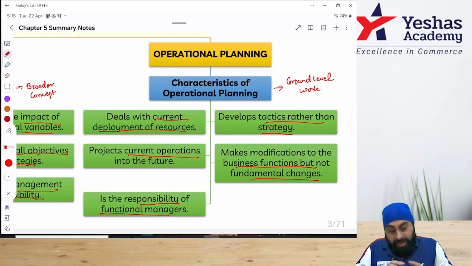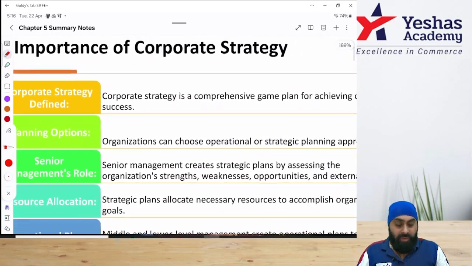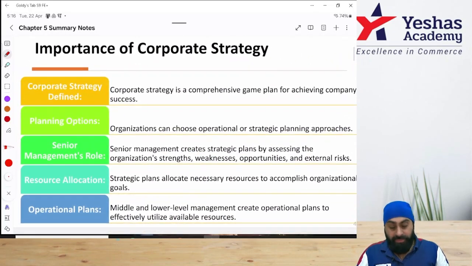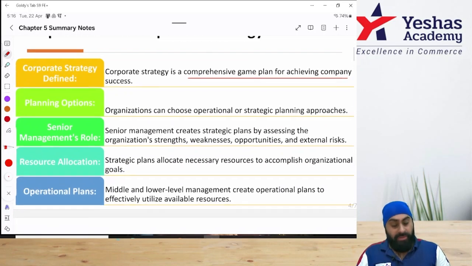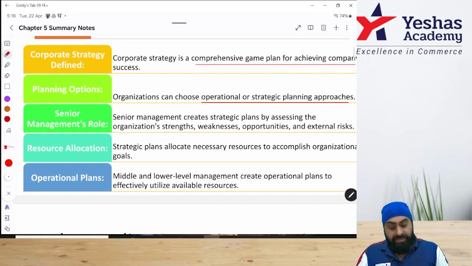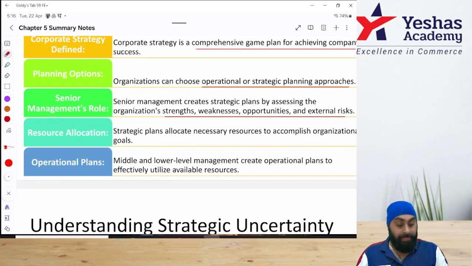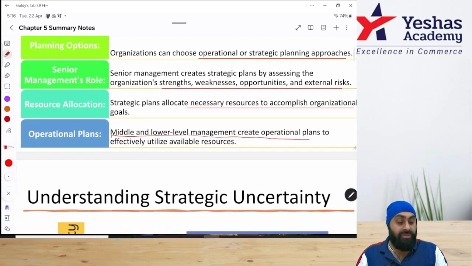So this is the characteristics of operational planning for function level of management. And strategic planning is a corporate level of management. Basically, a broader differentiation. Why the importance of corporate strategy? Why do we need to study corporate strategy? Corporate strategy is a comprehensive game plan for achieving company success. So it's a very important stuff for the entire organization. Planning options. Organizations can choose operational and strategic planning approaches. This is a senior management role, meaning it talks about strengths, weaknesses, opportunities, and external risks. SWOT analysis at a strategic operational level. Resource allocation. Which department to give more resources, which department to give less, is defined in resource allocation. Operational plans. Middle and lower level management creates operational plans.